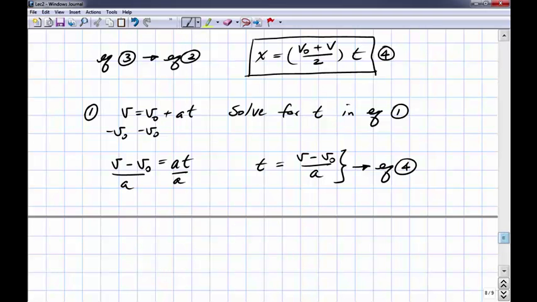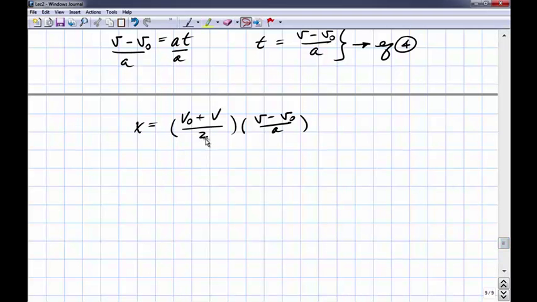Next, we will take that result and substitute that into equation 4 above. So let me bring that into the view. We're now removing t and substituting instead of t its equivalent, which is v minus v0 over a. Let's make that substitution and see what happens. So with that, x will just equal v0 plus v over 2, and instead of t, we'll substitute v minus v0 divided by a.